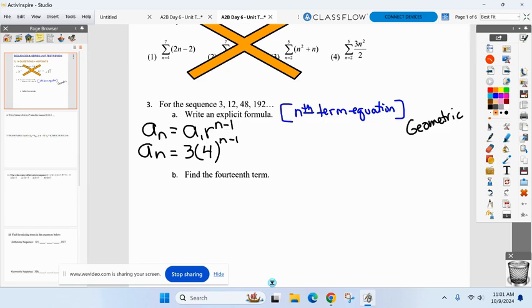Now find the 14th term of this sequence. And guys, I don't have time to go 192 times 4 times 4 times 4. We're better than that. This is why I had you do part A. You ready for part B, Alicia? This is your problem. I'm looking for the 14th term. I'll let you talk. Nice, I love it.